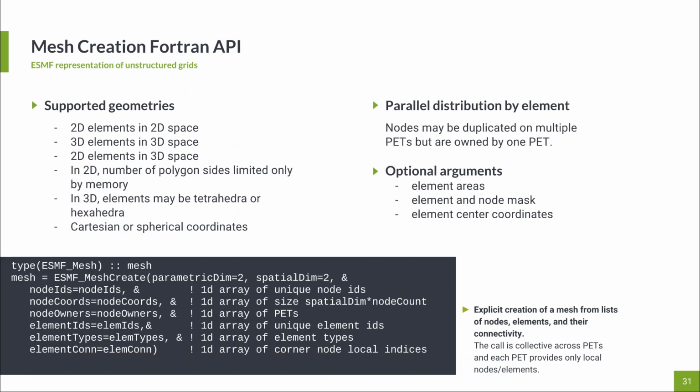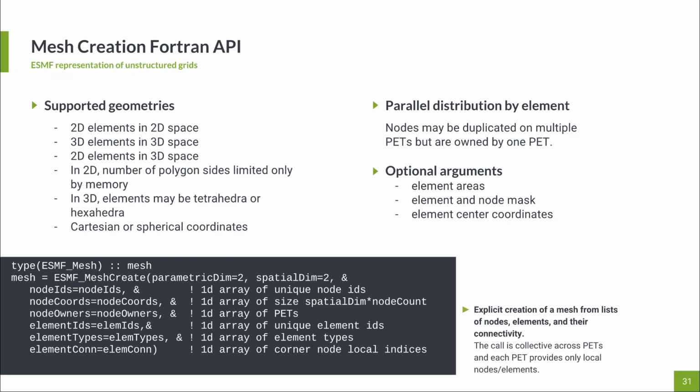So the mesh creation API allows you to provide all of the nodes and coordinates required for either a 2D or a 3D mesh. If it's a 2D mesh, you can have any number of sides on the polygons. It's limited only by the computer memory. And then in 3D, the elements need to be either tetrahedra or hexahedra. And the coordinates that you can provide for the mesh can be either Cartesian coordinates or spherical coordinates.